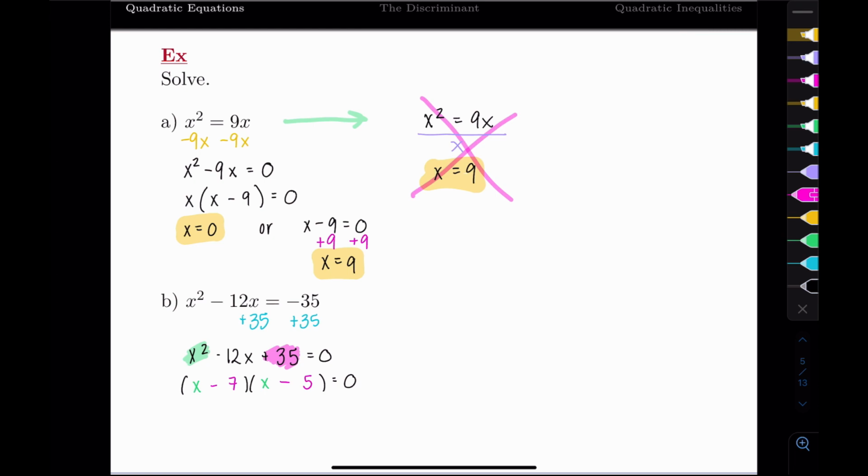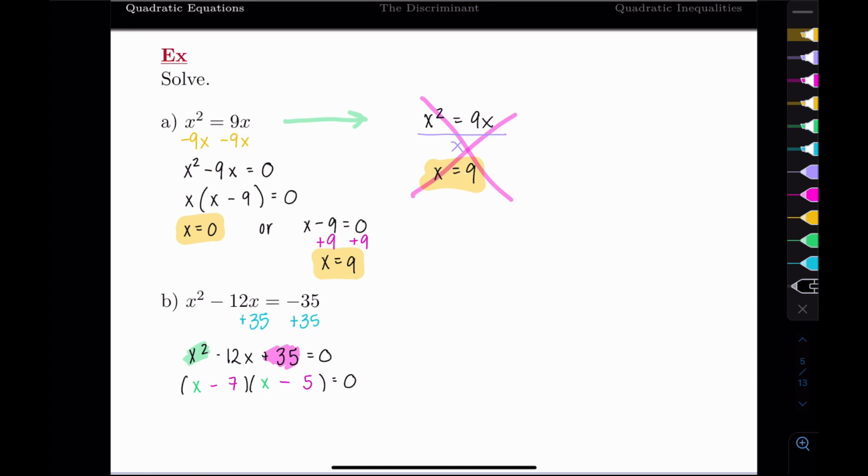and minus 5. And to see if we've got the right factoring, we go ahead and check the outer terms, which is negative 5x. The inner term is negative 7x. And that indeed adds up to that middle term of negative 12x. So this is our correct factoring.